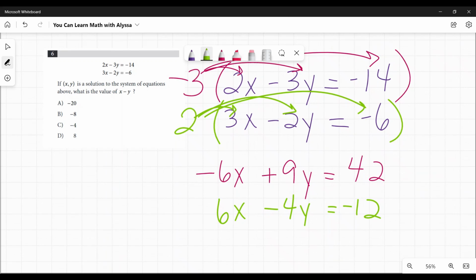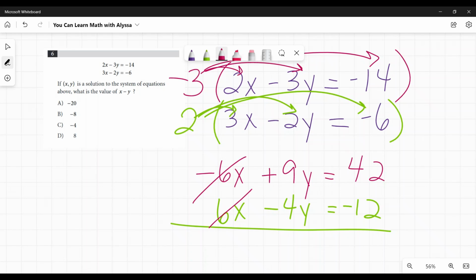So now I need to add these together. Again, as I planned, the x's cancel out. 9y plus a negative 4y is 5y, and 42 plus a negative 12 is a positive 30. Since 5 times y equals 30, I'm going to divide both sides by 5 to discover that y is equal to 6. Now that I have my y is 6, I can figure out what x is.